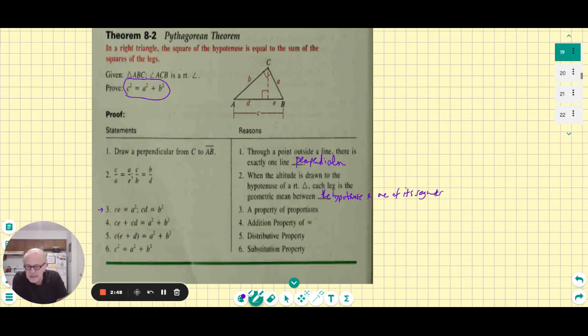We can add CE plus CD, and that will be A squared plus B squared. And that's just the addition property of equality. Then if we factor out the C from CE plus CD using the distributive property, then we can replace E plus D with the C, and that makes this C times C, or C squared, and we have the Pythagorean theorem proof.